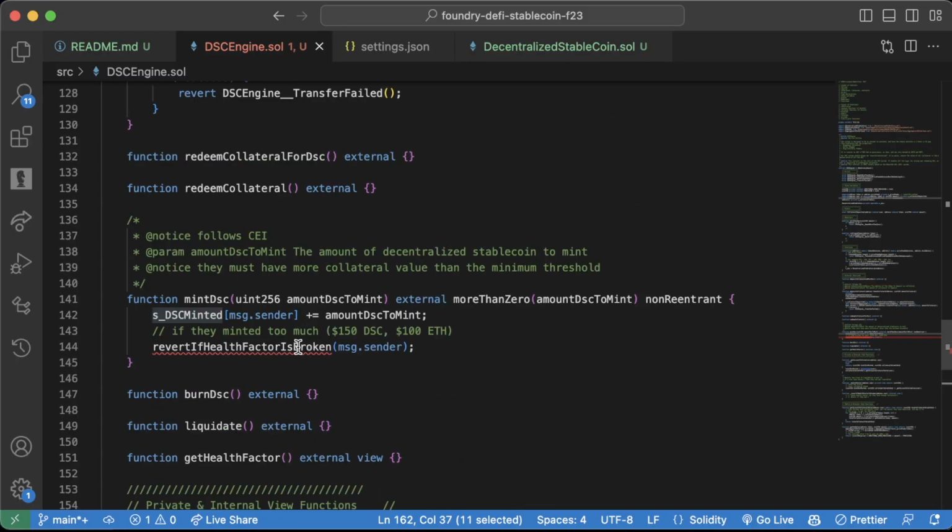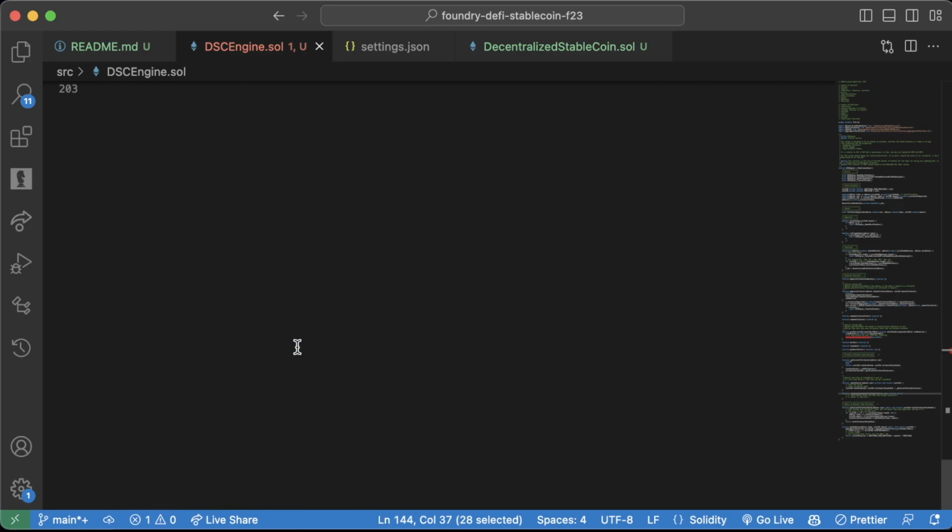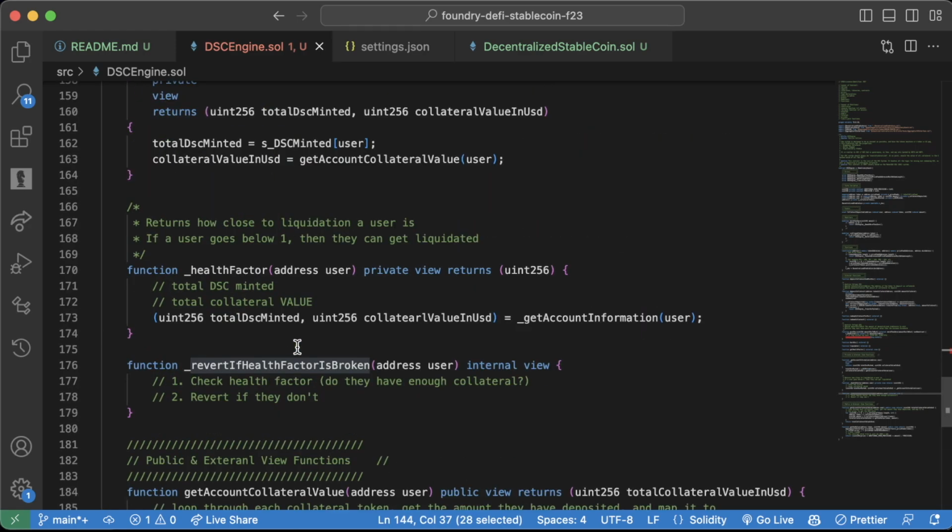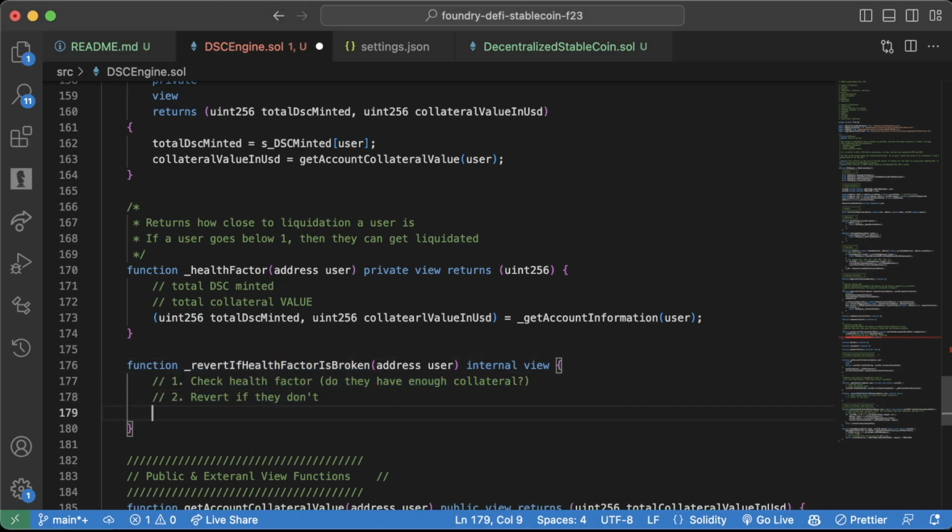Now we can scroll up again. We have this revert if health factor is broken, which is still busted because this function doesn't do anything. But now we can actually have it do something because we have this health factor here. We're going to update our health factor function because now we have the two of these.